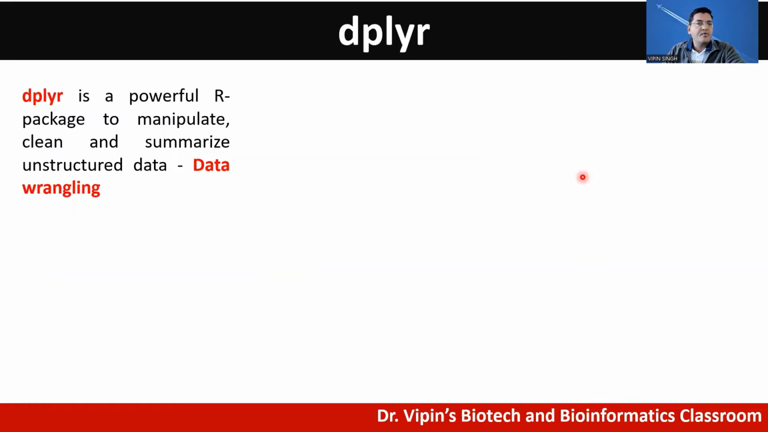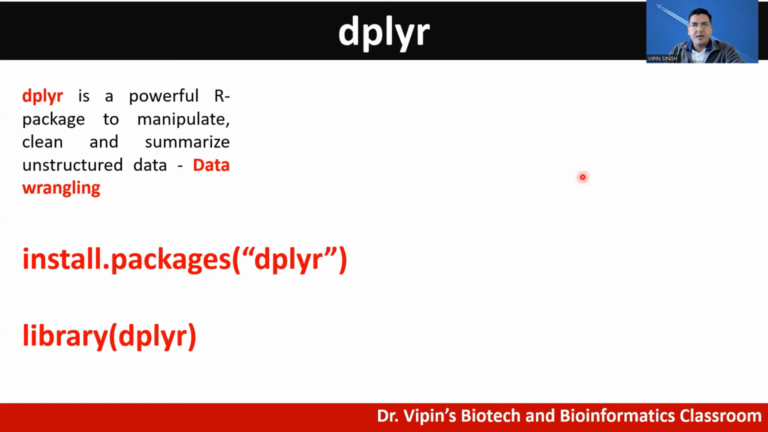So dplyr, as you know, is a powerful R package to manipulate, clean and summarize unstructured data. And this process is known as data wrangling. And I'm sure by now you know how to install a library, but just to give you a piece of advice, you could do the installation using the command line. So you could use the command install.packages, and then in round brackets and within double quotes, you write the library name, which in this case happens to be dplyr, right? Again, installation is a one-time process. Once you're done with it, you don't have to install again and again.